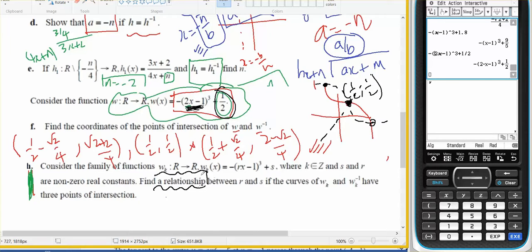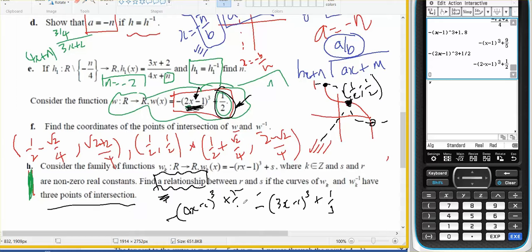So in this question, find a relationship. There are lots of relationships. We only have to find one. A relationship between R and S where this will always have 3 intersection points. Well, it's always going to have 3 intersection points if the stationary point is on the line y equals x. And that's going to happen when the x component of the stationary point and the y component of the stationary point are at the same point. So examples would be minus 3(x minus 1) cubed plus 1/3, and minus 4(x minus 1) cubed plus 1/4.